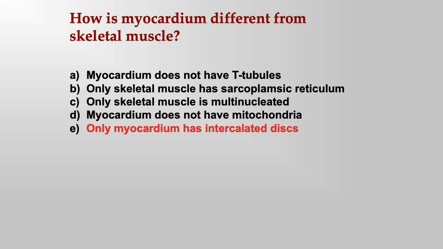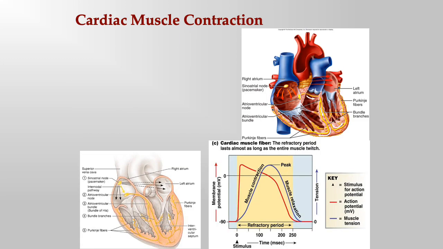It has T-tubules. There is sarcoplasmic reticulum, SR. They are multinucleated fibers. They have lots of mitochondria, but only heart muscle has intercalated discs. That's because only your heart muscle is branched and interconnected, okay? Let's look at how the heart muscle contracts.